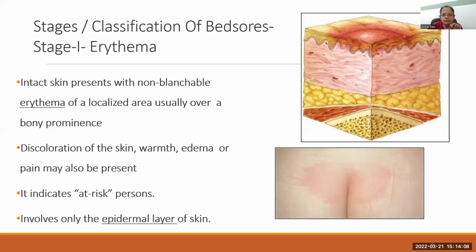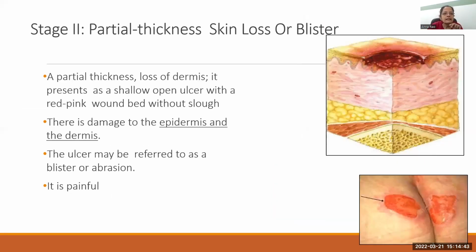The skin will appear warm. There can be edema, and pain also may be present. So this will indicate that the person can progress further into a pressure sore. Okay, so put these patients in the list of at-risk persons. You can see here the redness, right? A real patient is also shown, and a schematic diagram is also shown here in this slide.